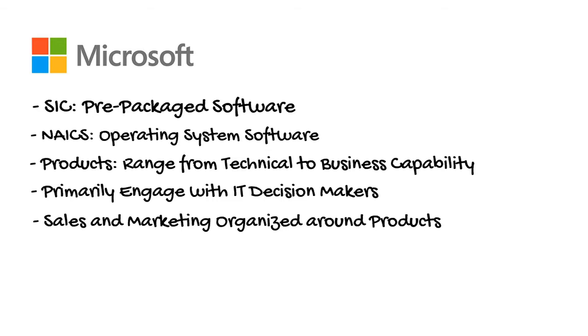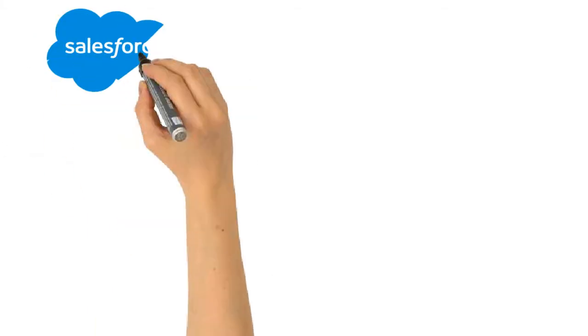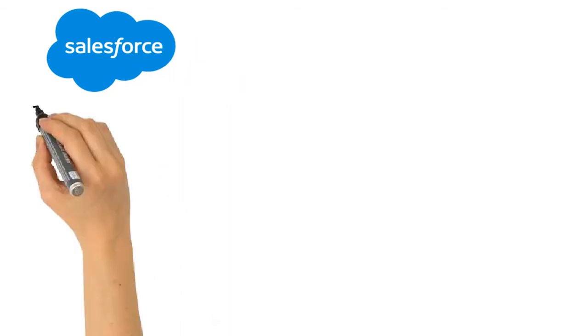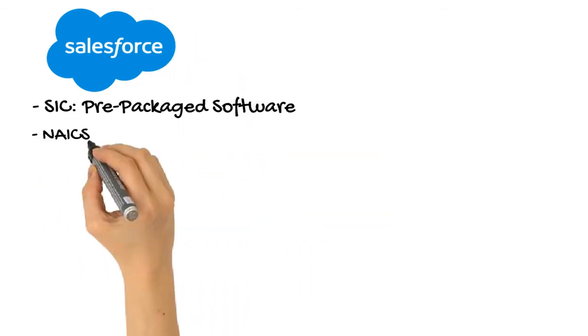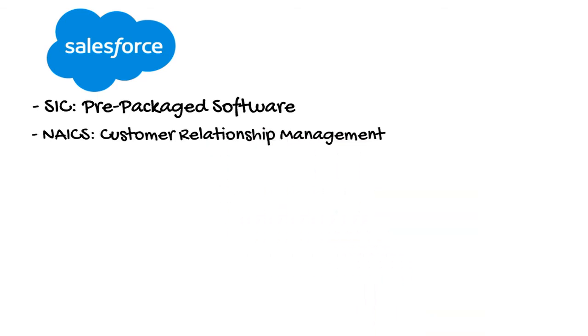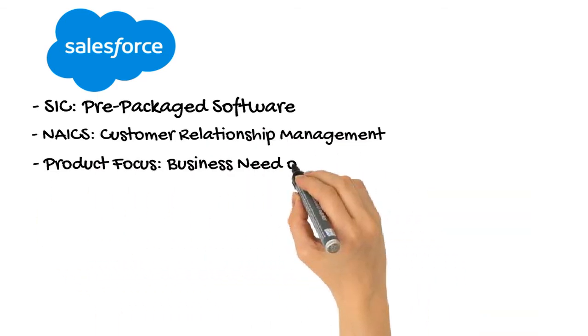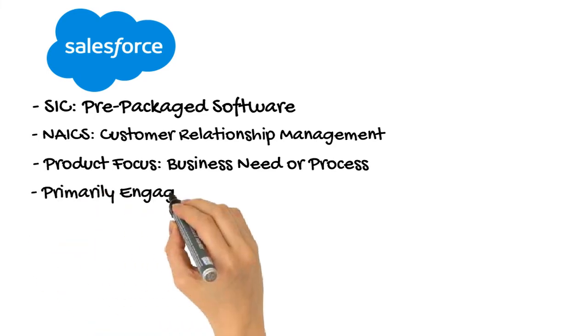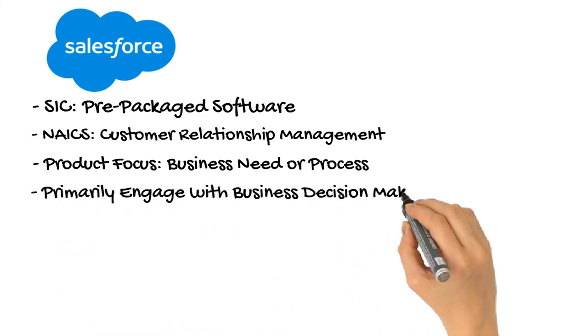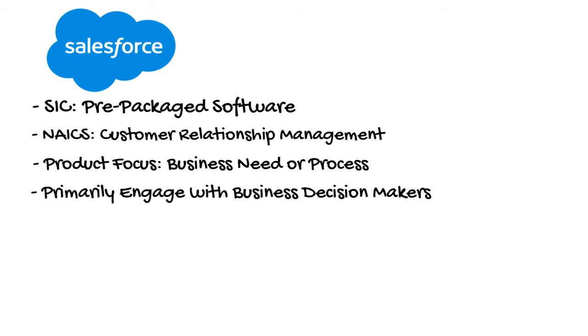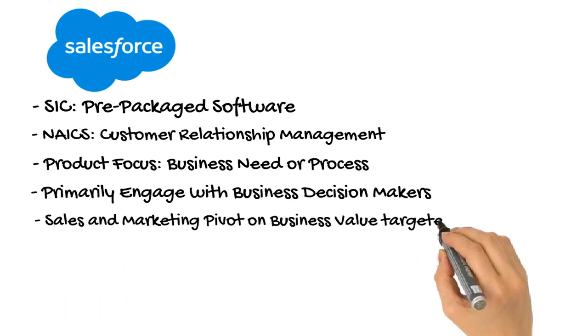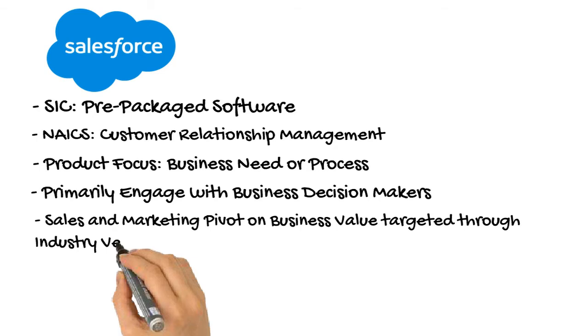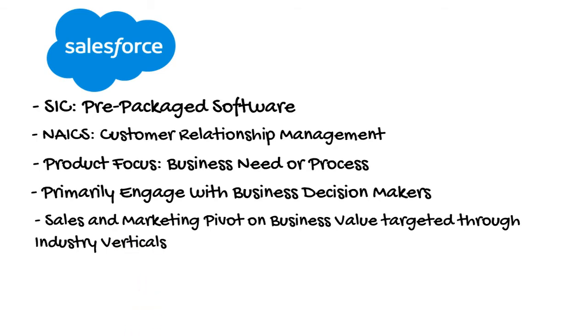The next type we'll look at are companies that provide business capabilities. Let's look at the customer relationship management company, Salesforce. Companies within this subcategory will look to drive their expertise around a very specific business need or process, which in this scenario is customer relationship management. They look to position their products to as many industries as possible and will invest heavily in targeting their sales and marketing efforts to business decision makers across those industry verticals.